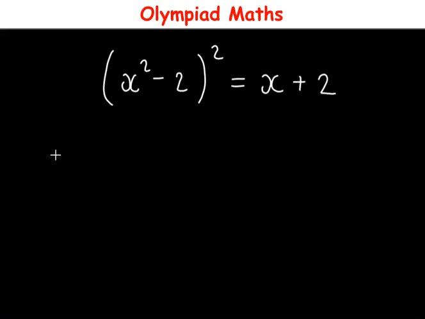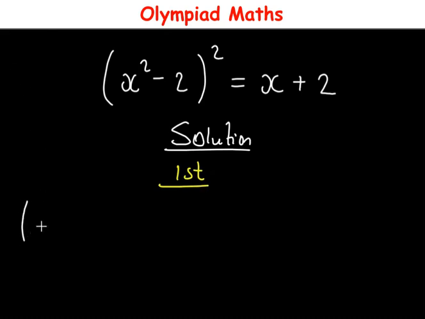Hello, in this video let us solve this question. We have (x squared minus 2) all raised to the power 2 is equal to x plus 2. We're going to use two methods to solve this question. Solution. For the first method, we have the question (x squared minus 2) all raised to the power 2 is equal to x plus 2.